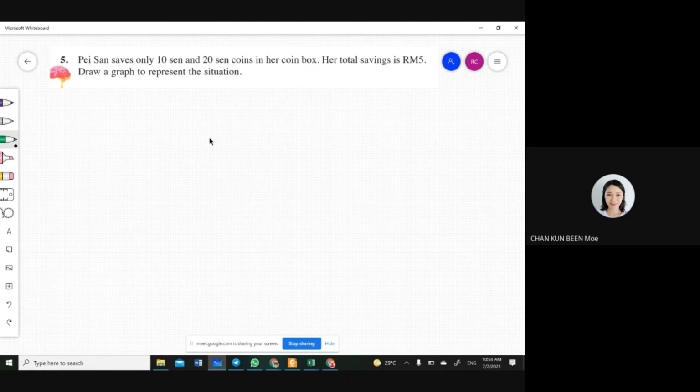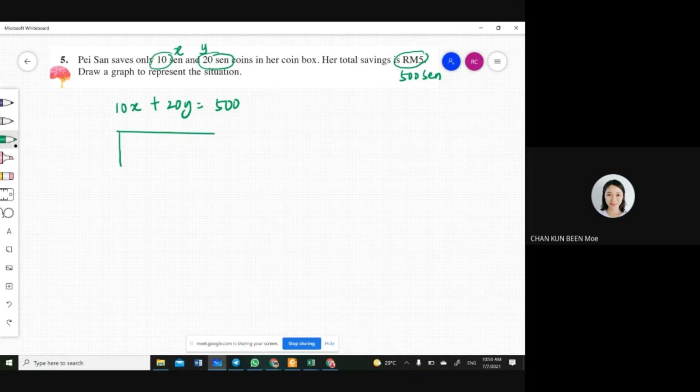So what we need to do is form up the equation first, because both the units given are cent and RM. 10 cent we assume is X, 20 cent we assume is Y. So 10X plus 20Y is equal to RM5, which is equal to 500 cent, right? So we write down 500. Okay? And then we are going to continue over here with the table of values.